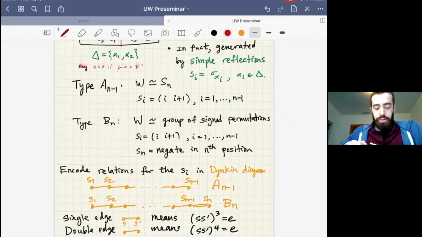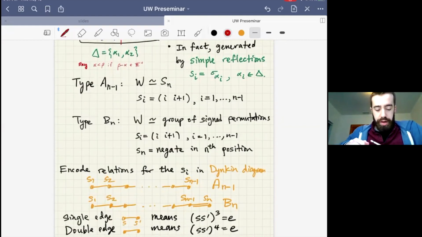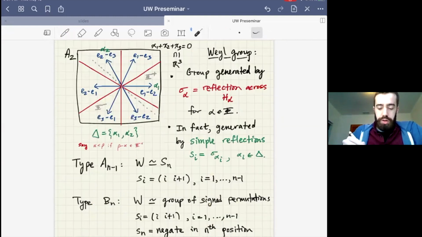Okay, so let's do an example. So I gave you on the last slide a definition of this type A_{n-1} root system. In that case, the Weyl group is just isomorphic to the symmetric group S_n. So notice the slight difference in indexing here. The reason for the difference in indexing is that I have n-1 simple reflections, and they look like the permutation which just swaps the ith and i plus first letters. So n-1 of those things generate the symmetric group S_n.